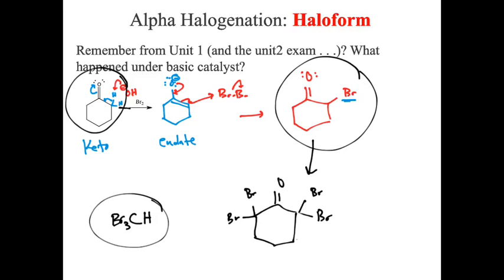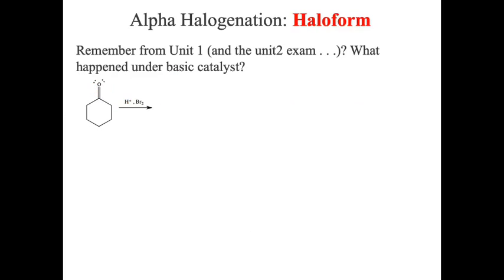What do we need to make it a haloform condition? A methyl ketone. Once we have a methyl ketone and our basic conditions, this reaction will go through with 3 substitutions.